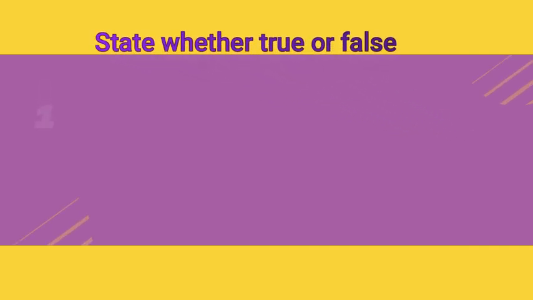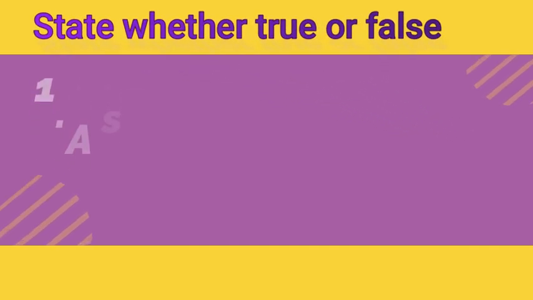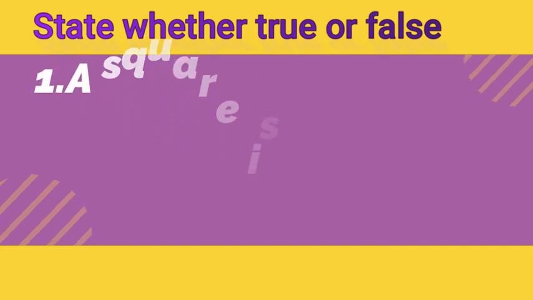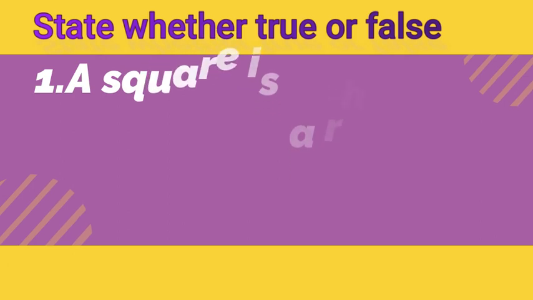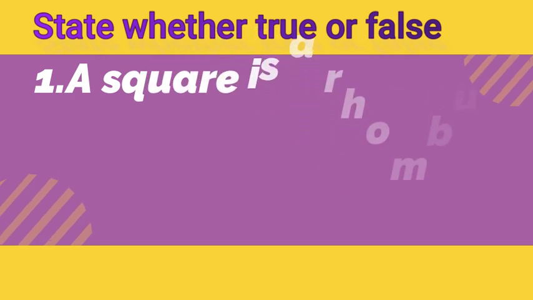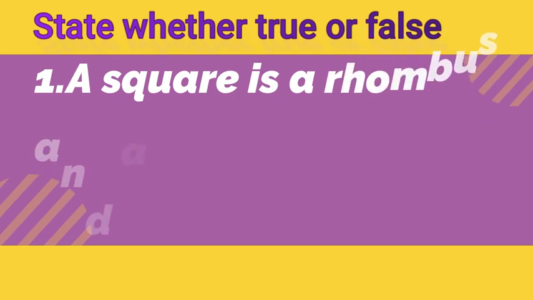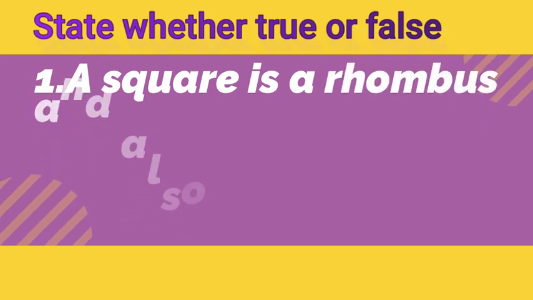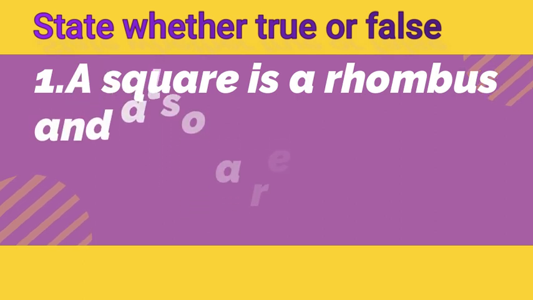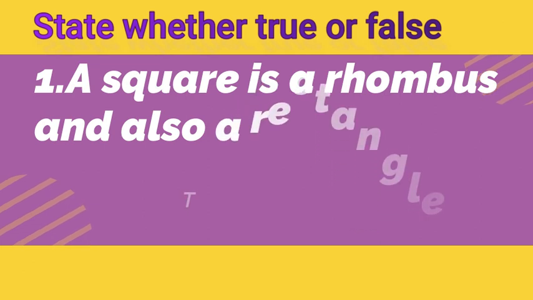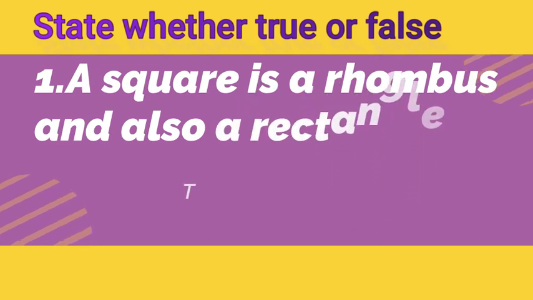Dear students, now we'll learn some statements which are true or false. A square is a rhombus and also a rectangle. Is this true or false? So can you tell if a square is a rhombus or not? What is the definition of a square? A square is a rectangle with equal adjacent sides, right?